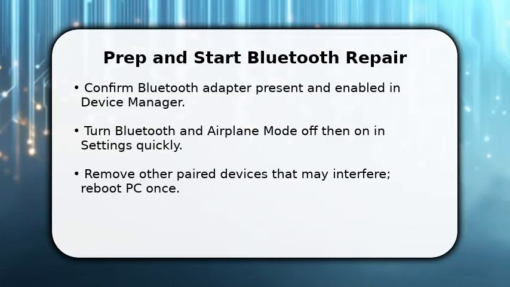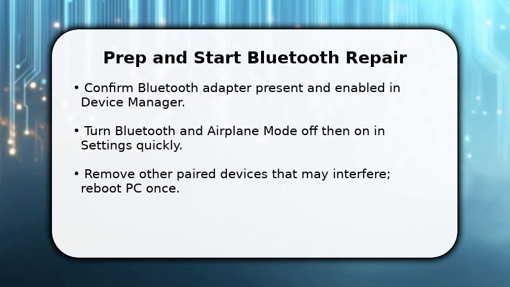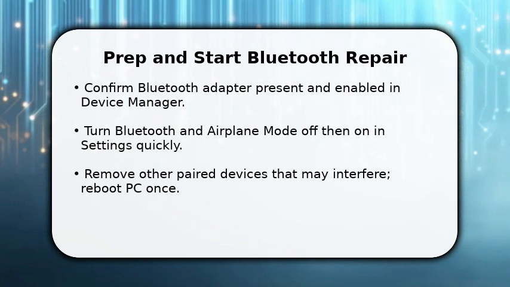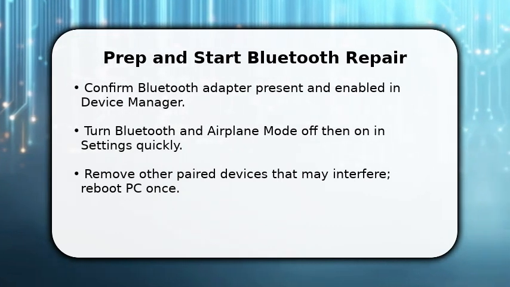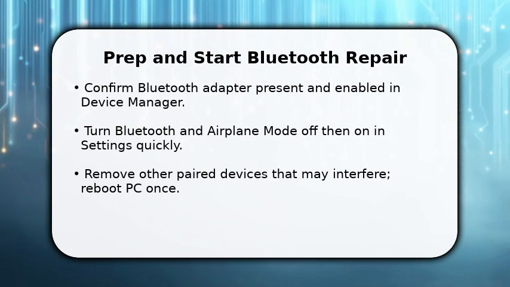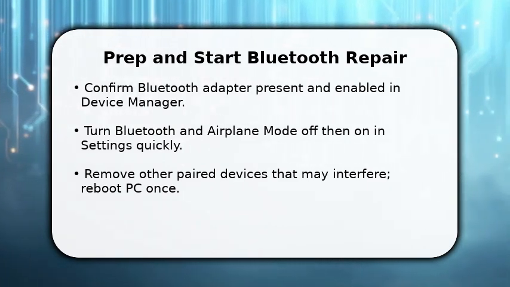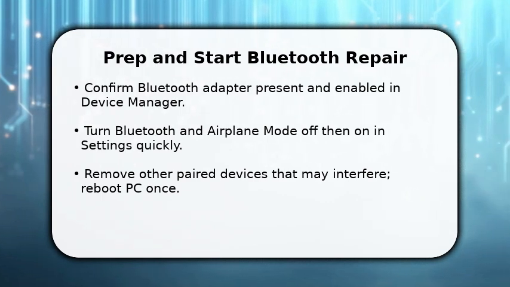You'll begin by verifying the hardware and toggling core services. Open Device Manager, find your Bluetooth adapter, and confirm it's enabled. If disabled, enable it now. Then open Settings and toggle Bluetooth off and on, and briefly toggle airplane mode to reset wireless radios.